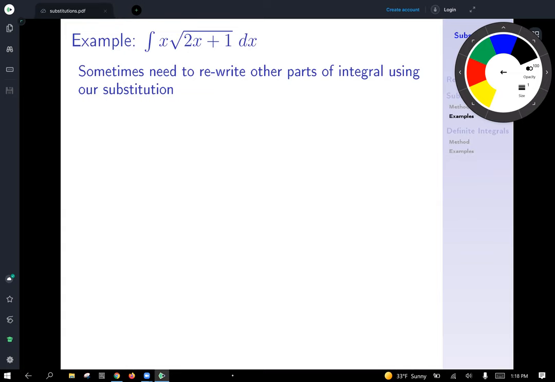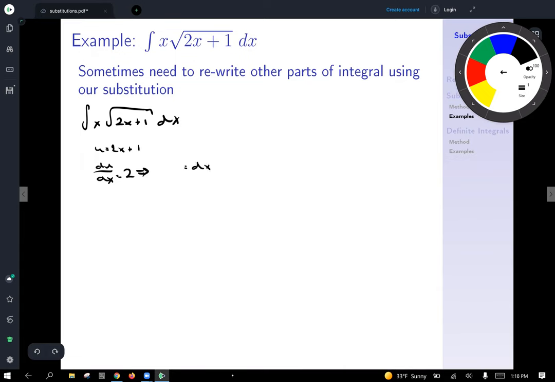Let's do it. I like to do my substitutions like this. So I want to rewrite it. Some people do a little tick mark down on the end of a root, so variables don't accidentally sneak in front of it. It's a habit I've picked up, and I think it's a good one. Anyway, u equals 2x plus 1. du dx is equal to 2. That's going to give us that dx is equal to 1 over 2 du.